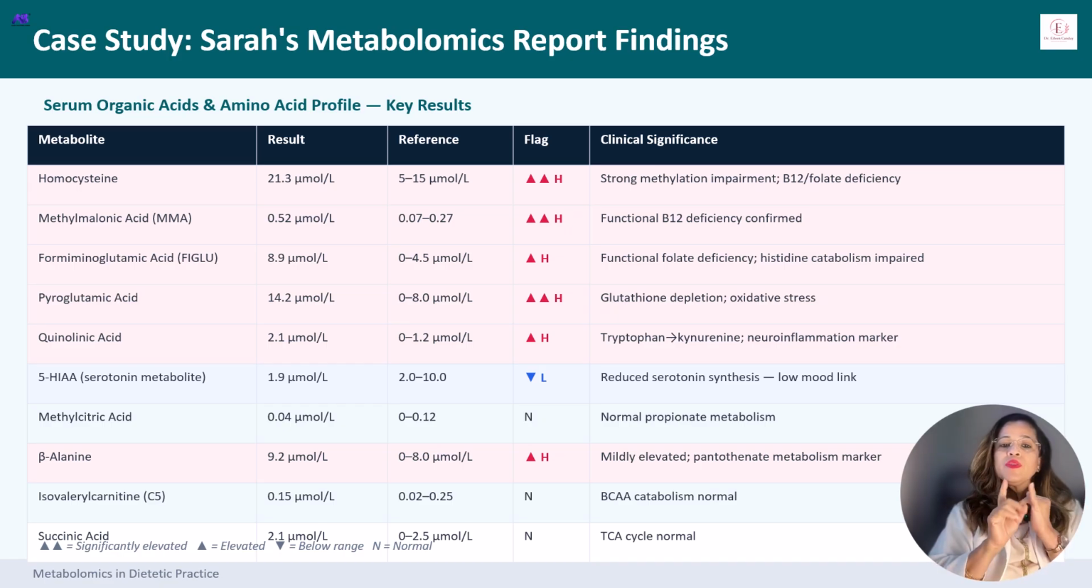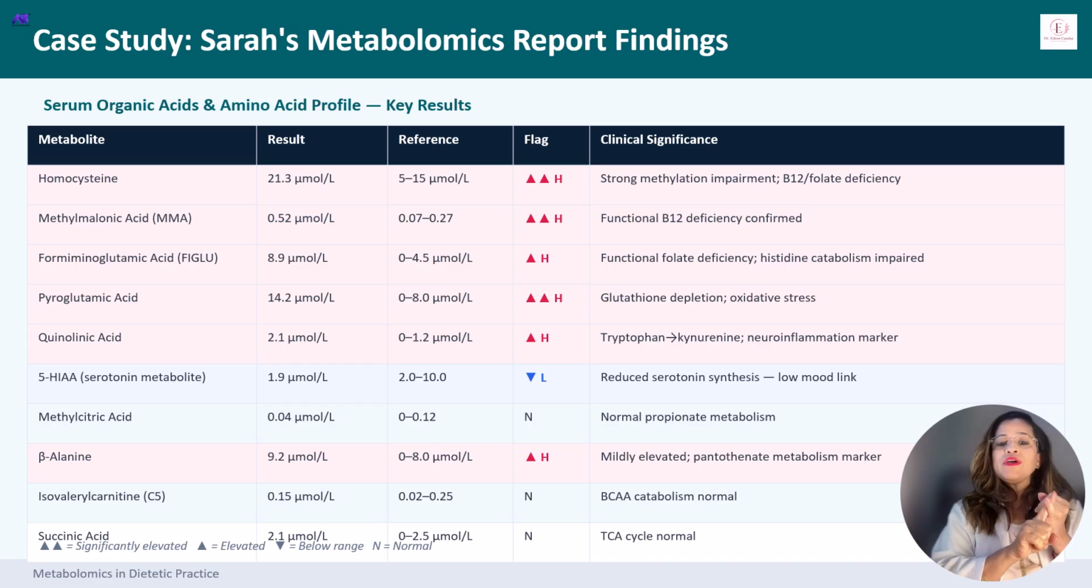Oxidative stress, pyroglutamic acid, 14.2, which is high. Now, this reflects glutathione depletion. So, what is glutathione? It is the body's primary antioxidant. So, there is B12 deficiency, which impairs the methylation, which impairs the glutathione regeneration, and the OCP, which also increases the oxidative burden. So this is one cluster.